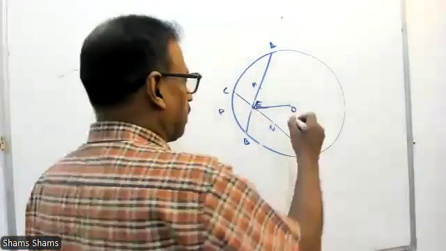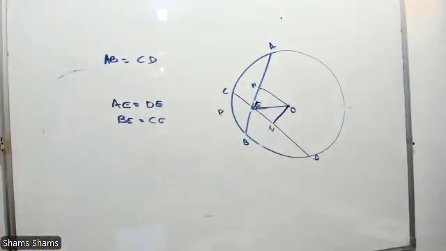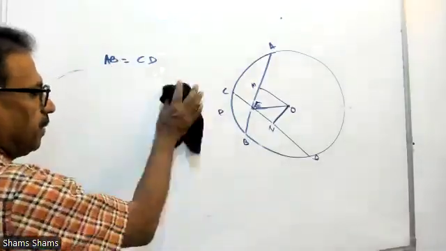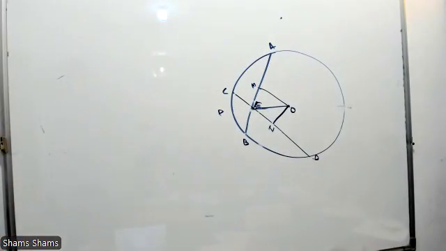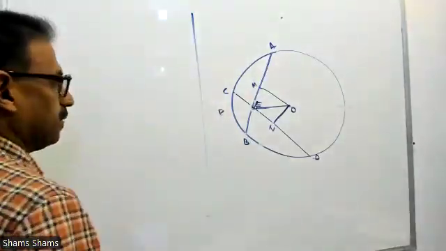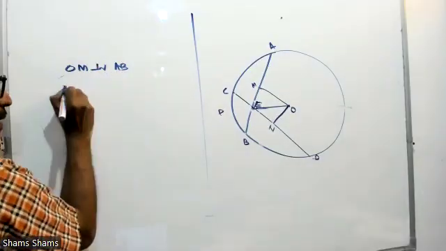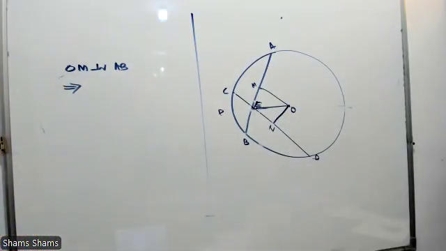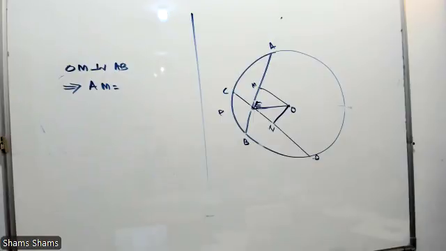Draw OM perpendicular to AB and ON perpendicular to CD. Look, don't write now. OM perpendicular to AB, what's the meaning? OM perpendicular to AB means AM equal to what? AM equal to BM. Correct or no?